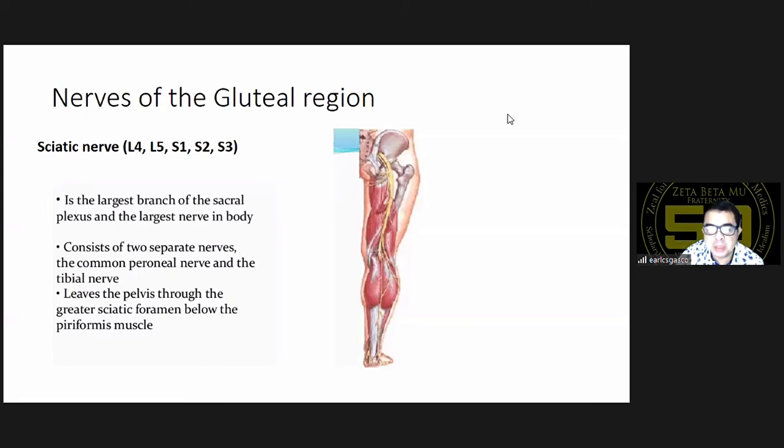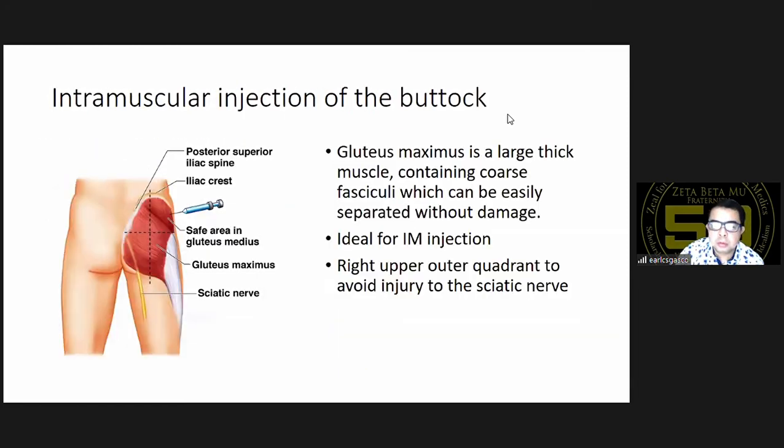Okay. First, we tackle the sciatic nerve, which is the large branch of the sacral plexus. It's actually the largest nerve in the body. Sciatic nerve coming from the L4, L5, S1, S2, and S3 nerve roots. It consists of two separate nerves, the common peroneal nerve and the tibial nerve. It leaves the pelvis through the greater sciatic foramen below the piriformis muscle. So below siya, infra-piriformis muscle, below the piriformis muscle. Okay. So this is your area. This is the area where supposedly the sciatic nerve will pass through.